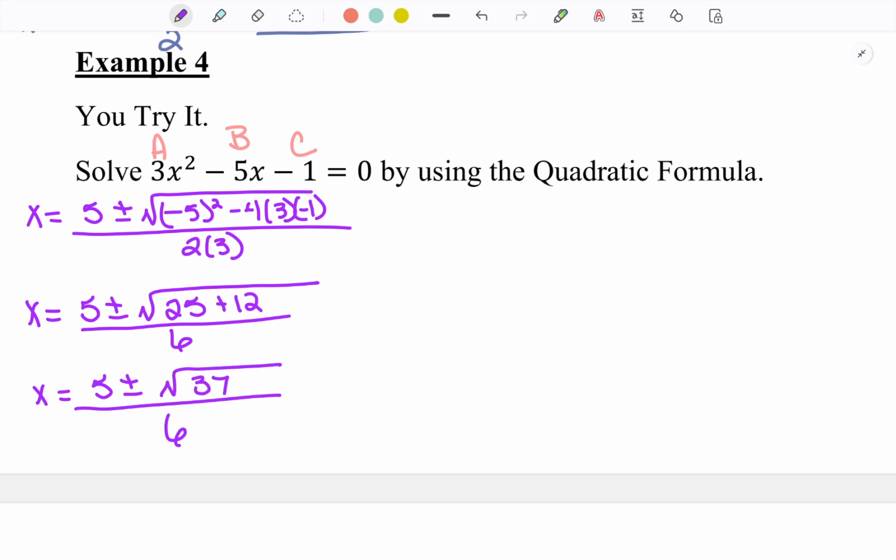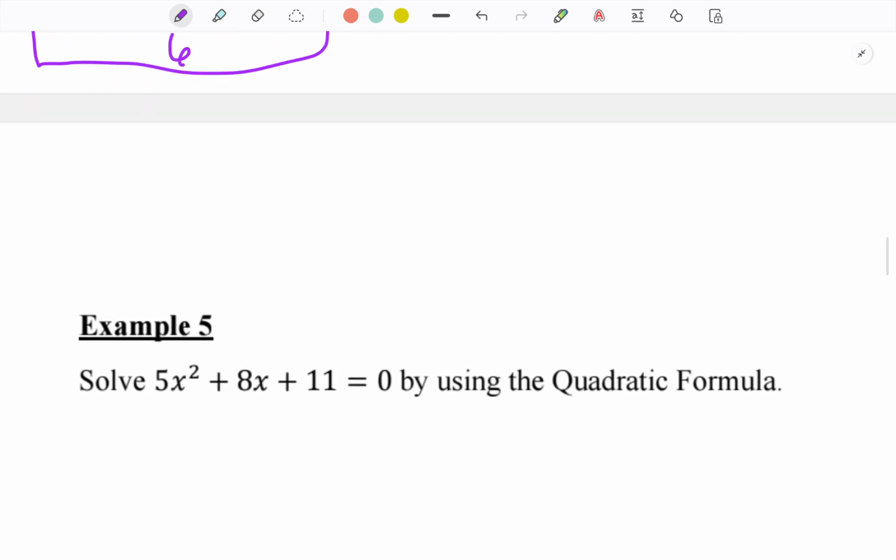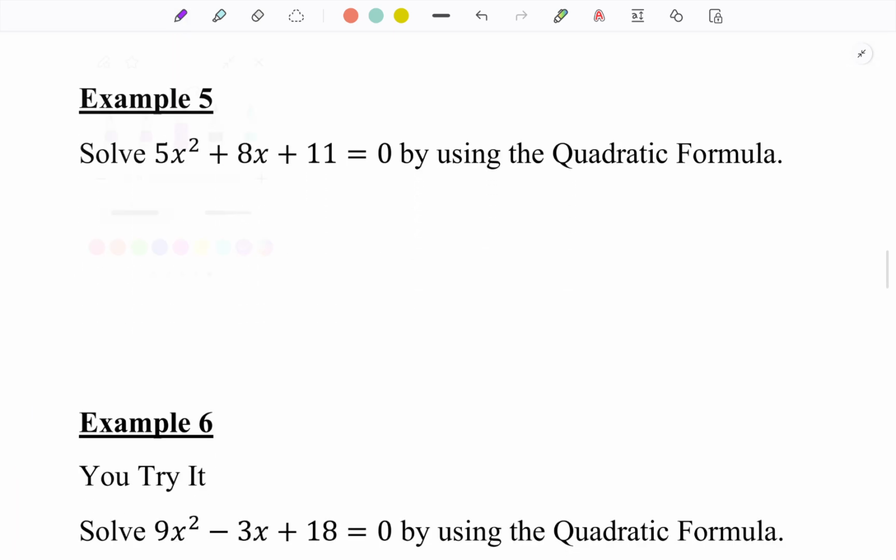And then there is no simplifying that you can do with this. So this is as far as it can go. So this is going to be our answer. So let's go ahead and look at example 5 so we can get a little bit more practice. We have A, B, and C.